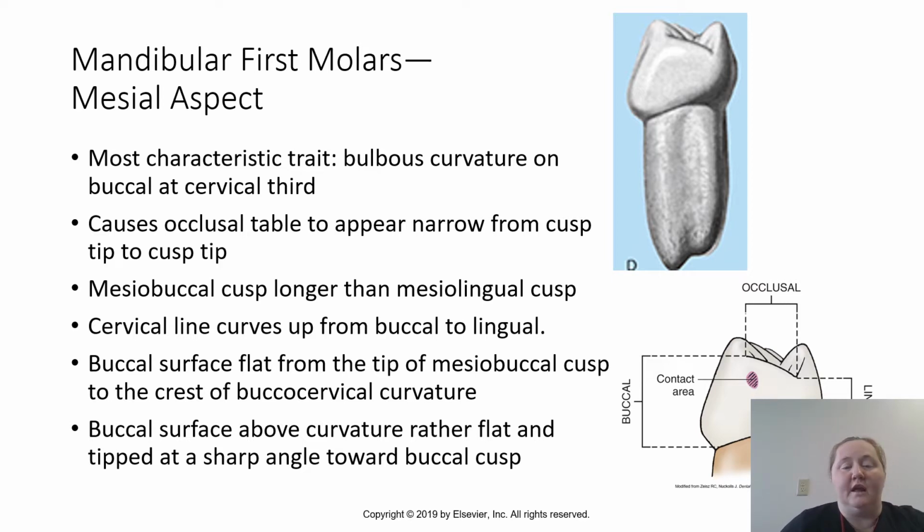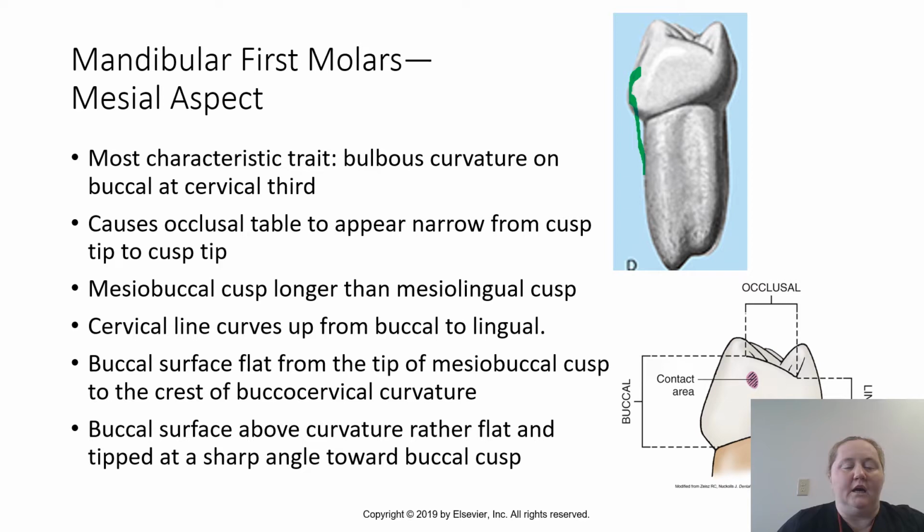On the mesial aspect here, we're going to see the most characteristic trait is its bulbous curvature on the buccal at the cervical third. So when you look at this curvature here, right? Oh boy. I need a computer with a pen here.